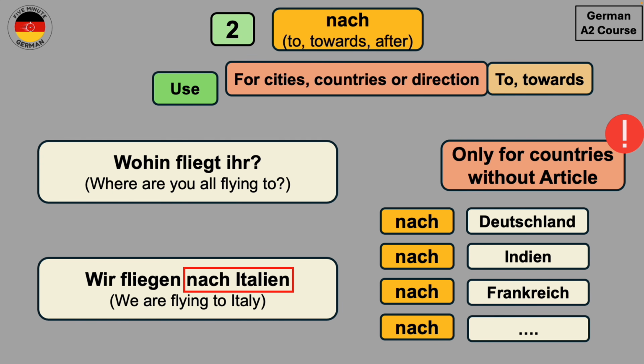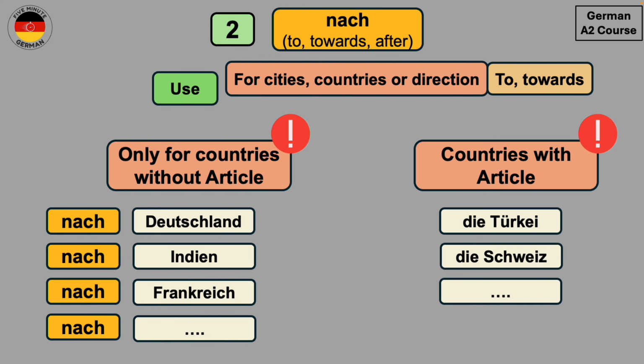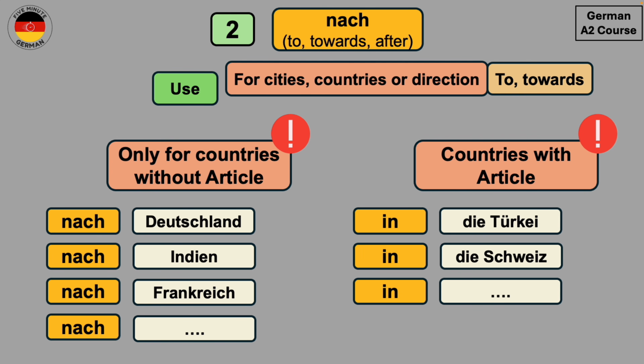However, there are some countries which have an article before them, such as die Türkei, die Schweiz, which is Switzerland. So in this case, we will not use nach. Rather, we will use in before them.